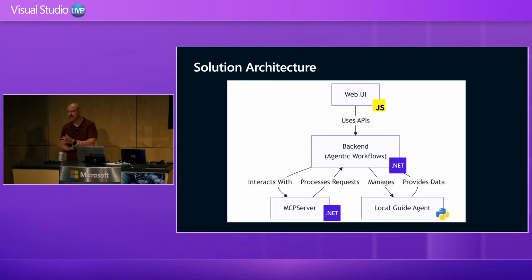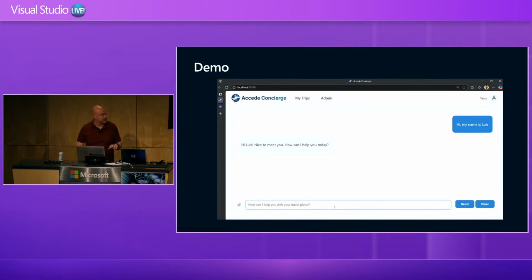This is an application that stitches together several different agents. There's a Python one in the back end. It's a React front end. We have .NET orchestrating it. We have other things using MCPs to do it. And so we're going to go through a travel process. So let me see if I can play this and I'll come out and talk about it.